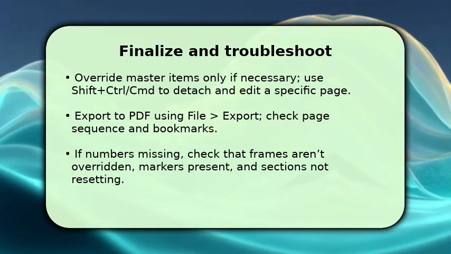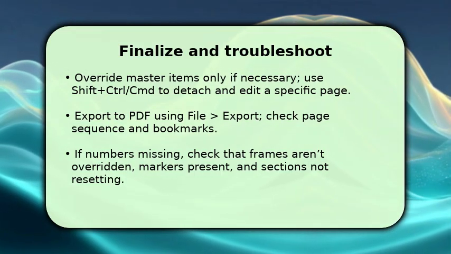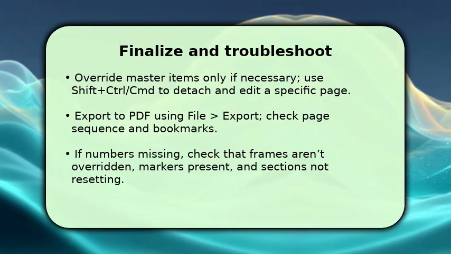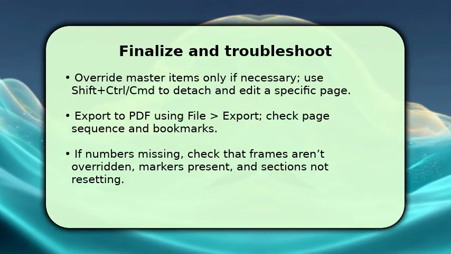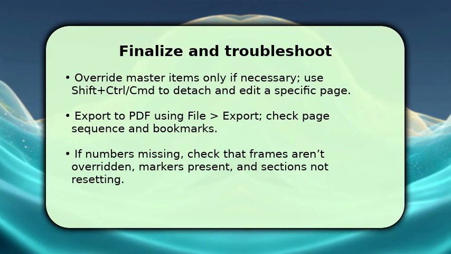If numbers are missing or show as letters, make sure the current page number marker still exists on the master, the frame isn't overridden incorrectly, and section settings haven't forced a reset. That single check fixes most problems.